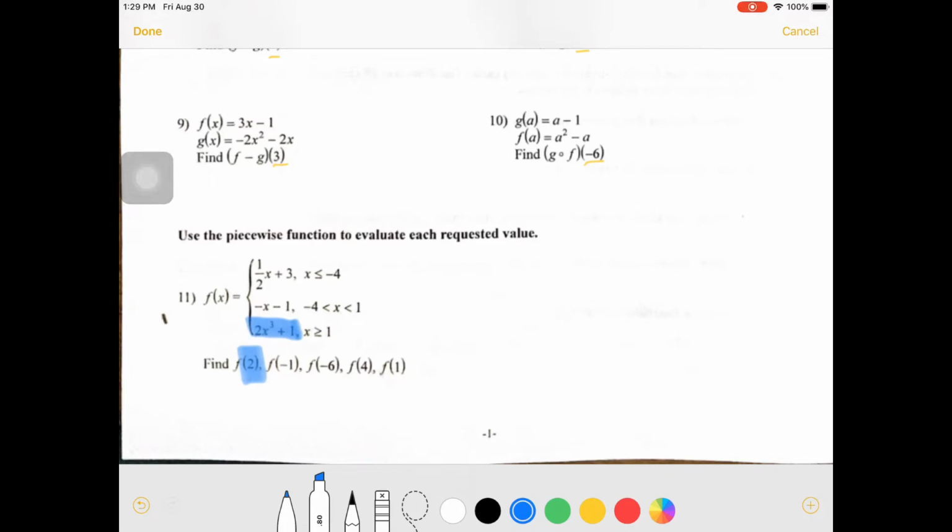You're going to do the same with the rest of them. So any number bigger than or equal to 1, you'll plug into the bottom one, so the 4 and the 1. And then the other 2 you'll plug in wherever they do belong. So just read it carefully and make sure you figure out where each number goes.